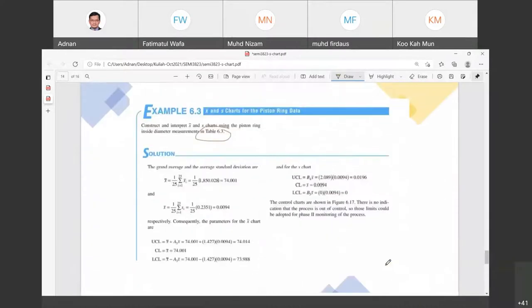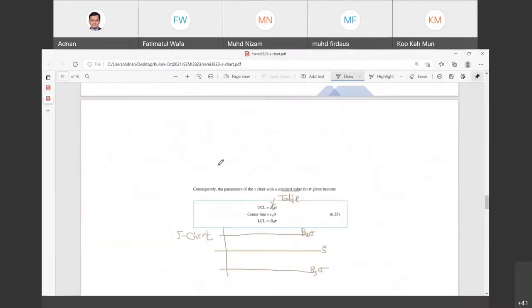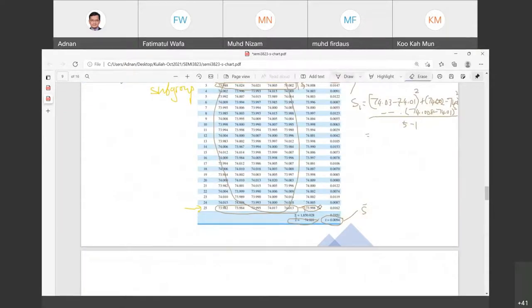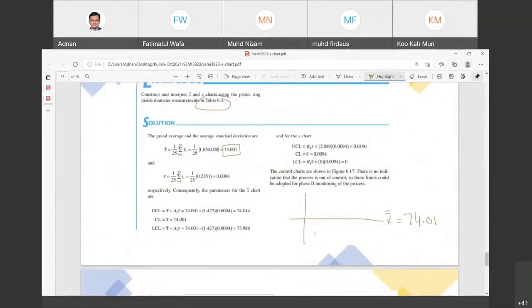Based on this data, we get X double bar finally. This is the central line, meaning that we have the center line for this chart, X double bar, equal to 74.01. And S we have also calculated: 0.2351. If you look here, this number, 0.2351. Divide by 25, and you are going to get 0.0094. You see here, you get it.